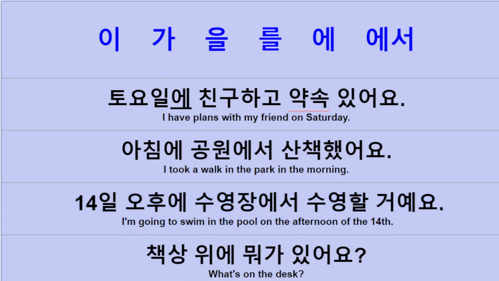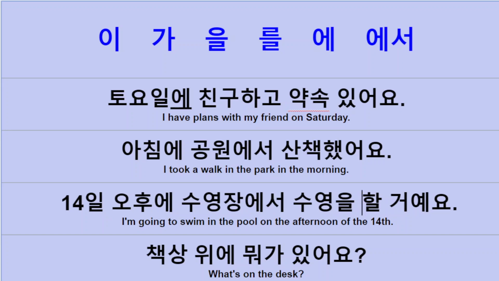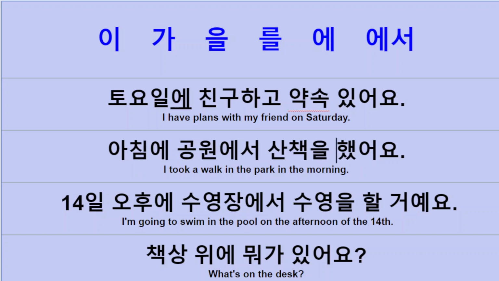And I didn't really mention this one. When the verb ends in 하다, we can split the 하다 and the first part, so I can make the first part an object. Like when I'm doing swimming, 수영을. I can also make this one an object here too. 산책했어요 ends in 하다, so 산책을 했어요. I can also make the first part an object. And 책상 위에 뭐가 있어요?